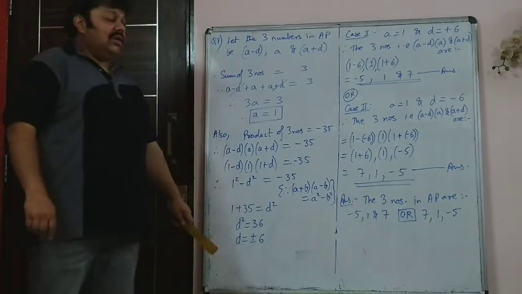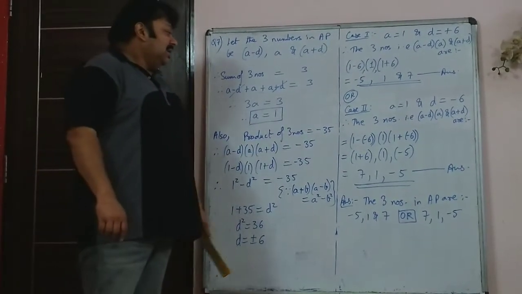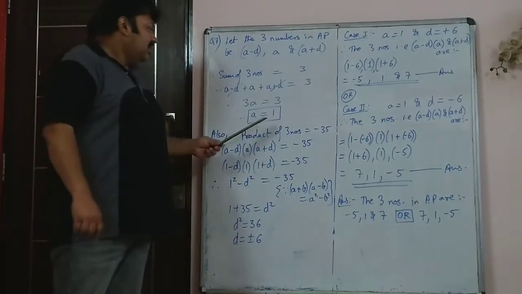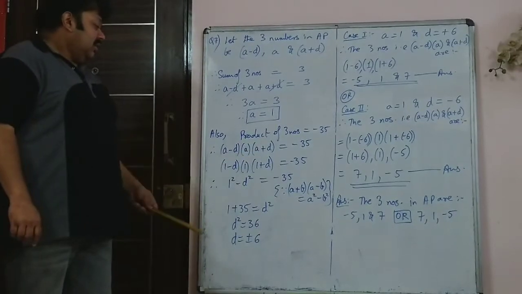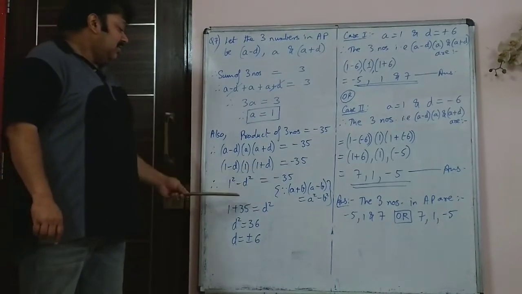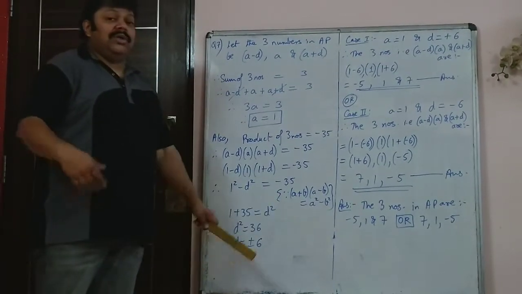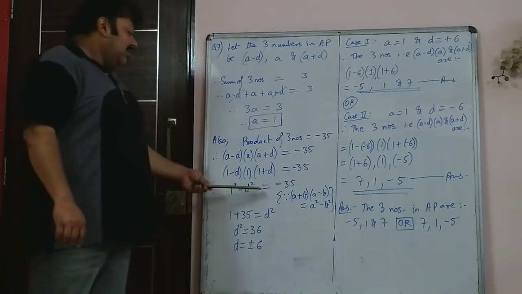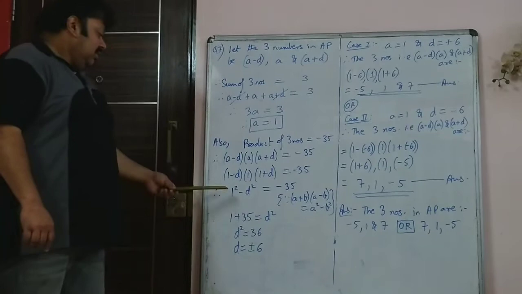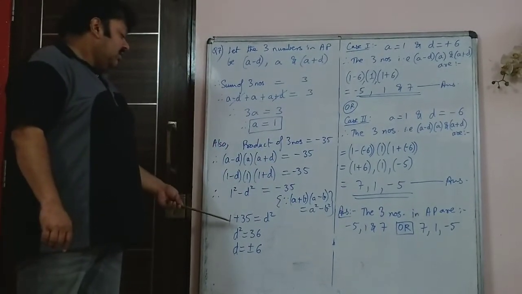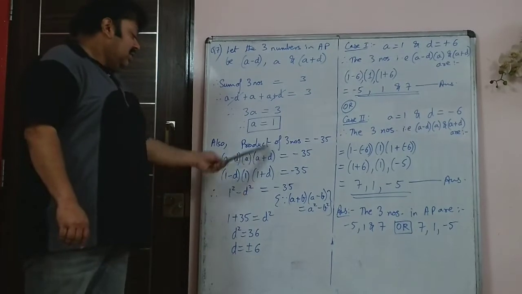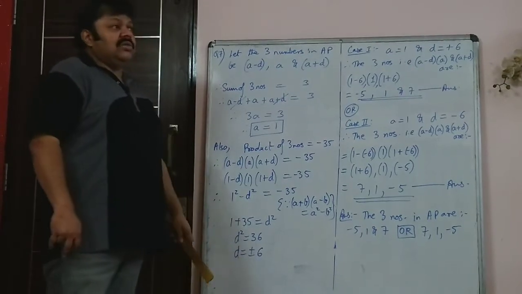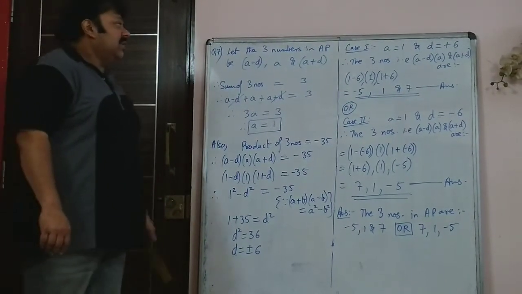Now the product of these three numbers in AP is given, it is minus 35. The product of all these three numbers. So we write these three numbers and then we substitute a as 1. So we will get 1 minus d and 1 plus d. So you will use the formula a plus b into a minus b, that is a squared minus b squared. So you get 1 squared minus d squared is minus 35. So you shift 35 here, you will make it 1 plus 35 is equal to d squared. So d squared is equal to 36. So d is plus minus 6. So you get the value of d as plus minus 6.